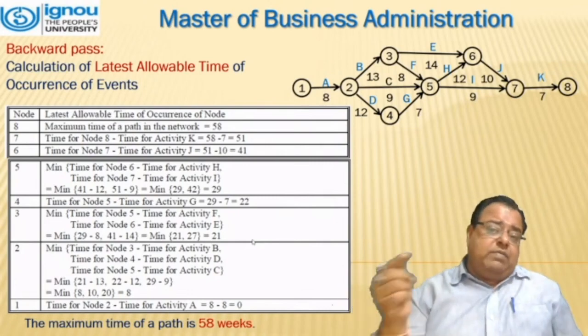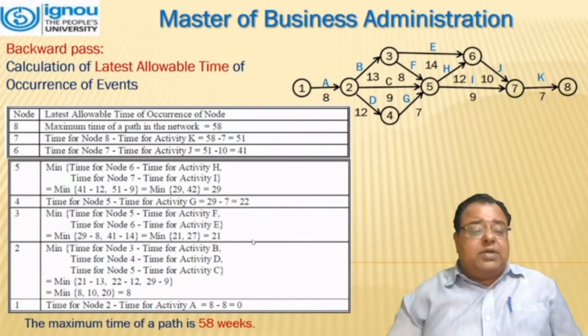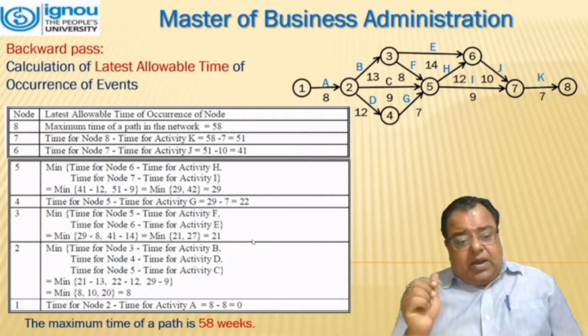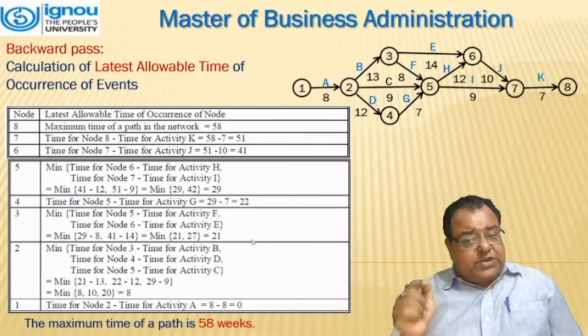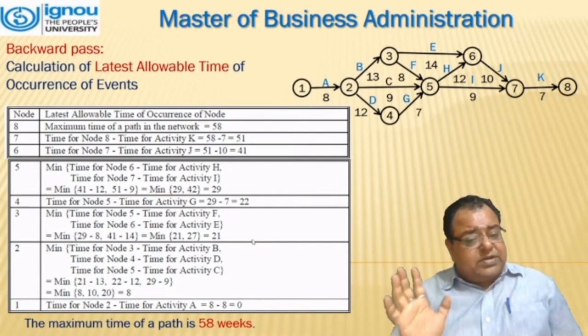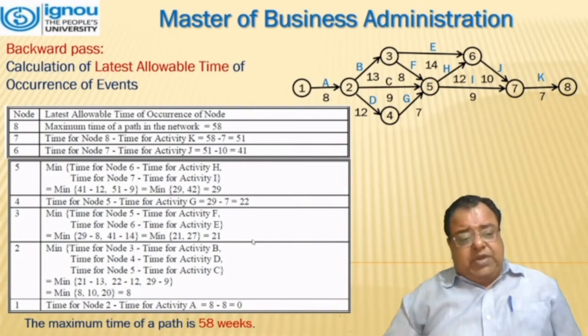Here, when we are moving backwards, we have to calculate the minimum one. The minimum is 29. That means here it comes out to be 29. For node 4, it will be node 5 minus the activity of G, which is 29 minus 7, which is 22. Now, for node 3.